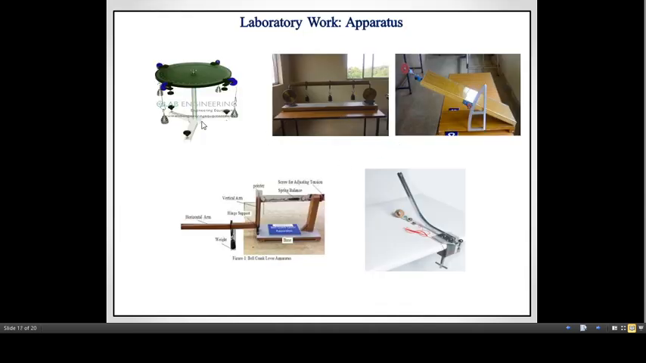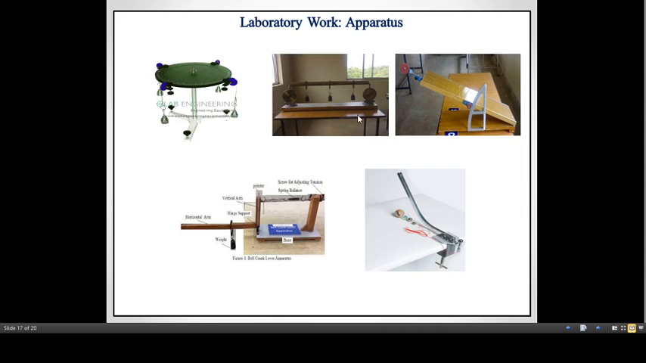So what about this one? Here, these are the actual setups of apparatus on which we are going to conduct our practicals. This is the universal force table. With the help of this table, we can complete the first experiment, that is verification of law of polygon of forces.